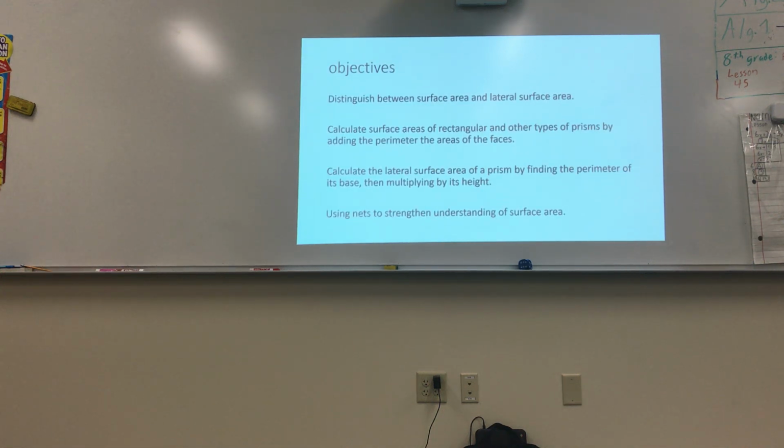Objectives: justify or distinguish between surface area and lateral surface area. Calculate the surface area of a rectangular prism and other types of prisms by adding the perimeter and the area of faces. Calculate the lateral surface area of a prism by finding the perimeter of its base, then multiplying it by its height. Use nets to strengthen understanding of surface area.